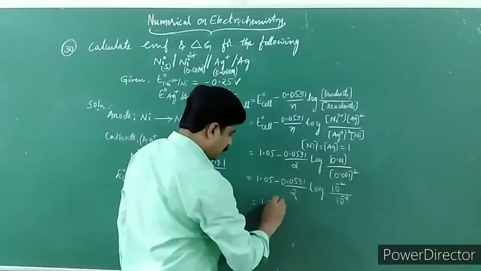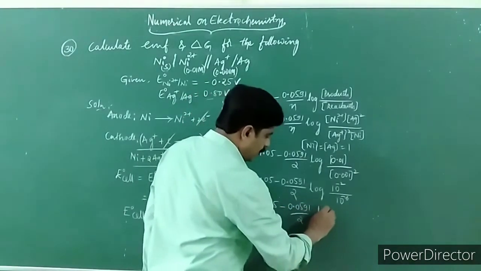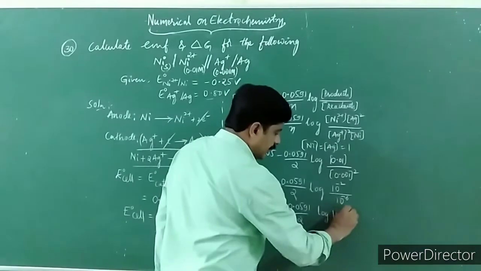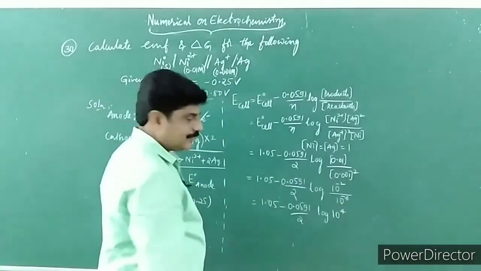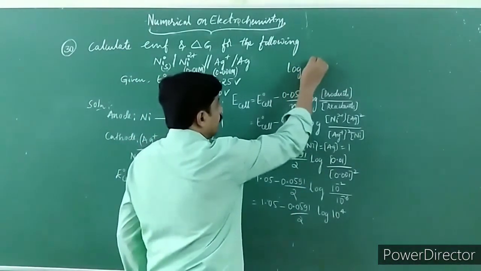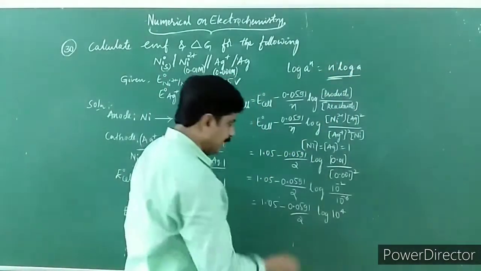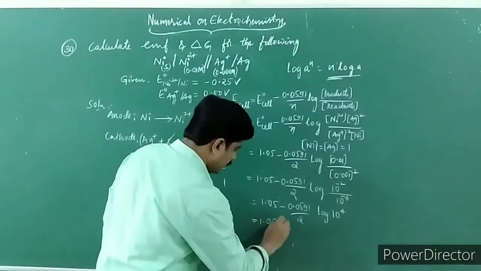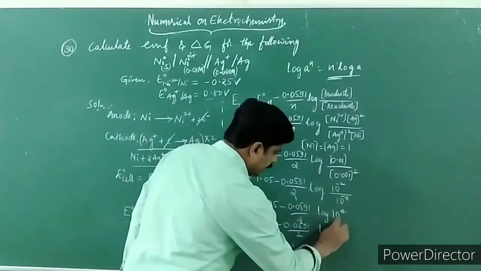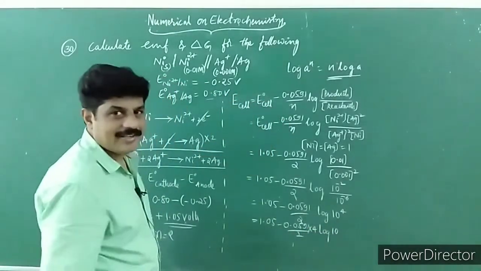What will I get? 1.05 minus 0.0591 upon 2 into log of, look at here, 10 to the power of 6 will go to numerator. In that case, log 10 to the power of 4. Now this I can write, look at here, how do I write? You know that log a to the power of n is equal to n log a. Is it not? The same law applies here. 1.05 minus 0.0591 upon 2 into log of 10 to the power 4, I can write 4 log 10. 4 log 10, is it not?